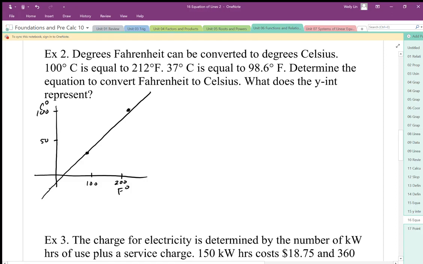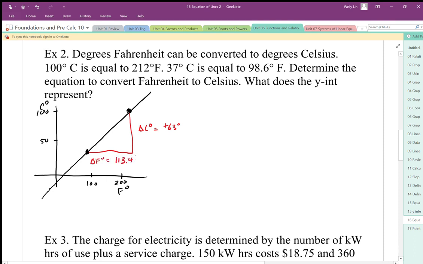So to find the equation of this relationship, we want to first of all find the slope. So I need my slope triangle. In my slope triangle, my change in y is going to be 100 to 37. So the change in degrees Celsius works out to be positive 63 degrees. The change in the degrees Fahrenheit, we're going to do 212 minus 98.6.